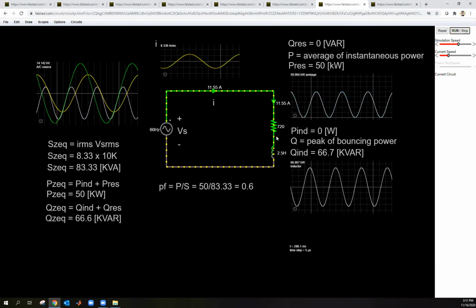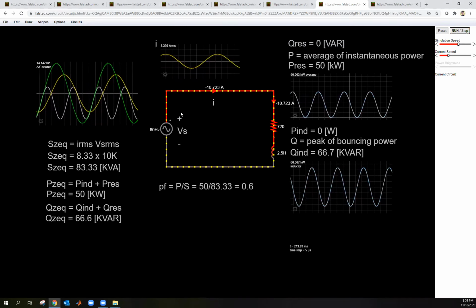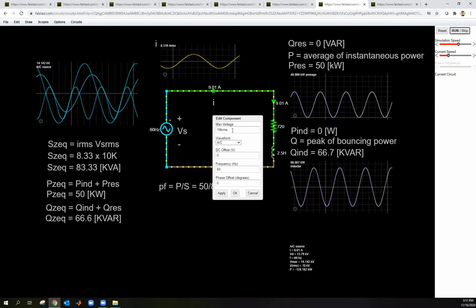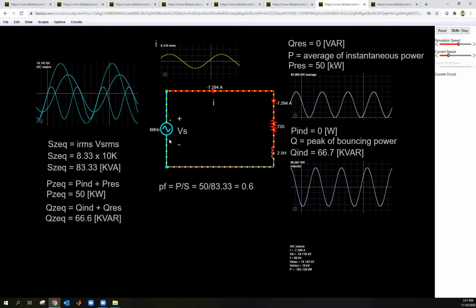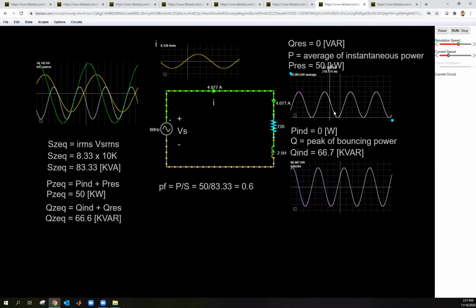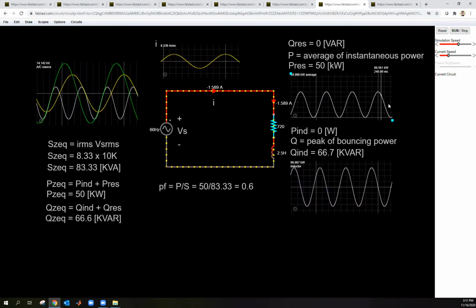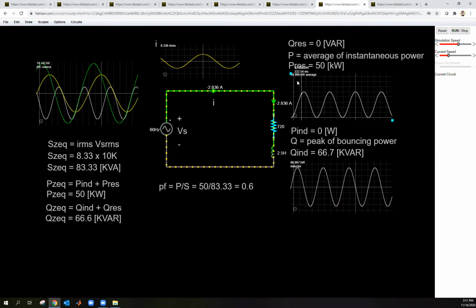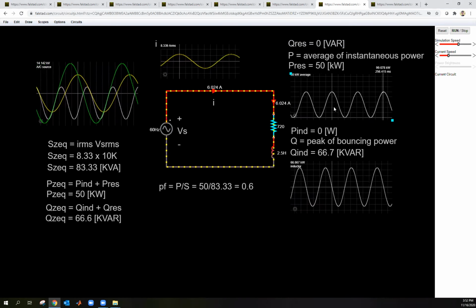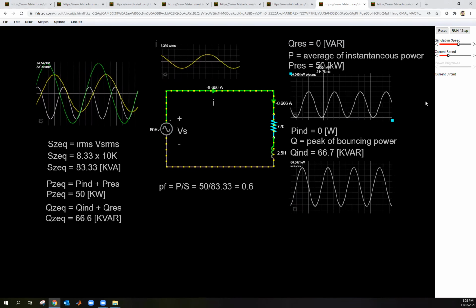Okay, so let's look at this first simulation. This is just with the inductor and the resistor. We have a 10 kilovolt RMS power supply. And look at what's going on here. The resistor is the only thing with real power. And so the real power, look at this. I took the average, so I'm getting 50 kilowatts. That's the same number we got before.